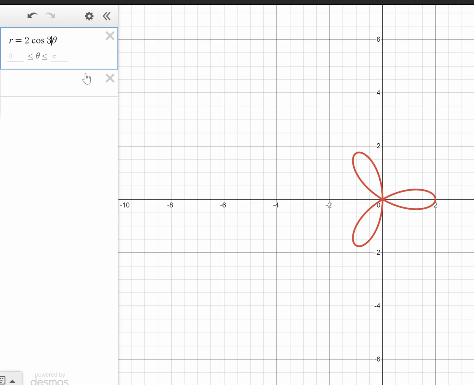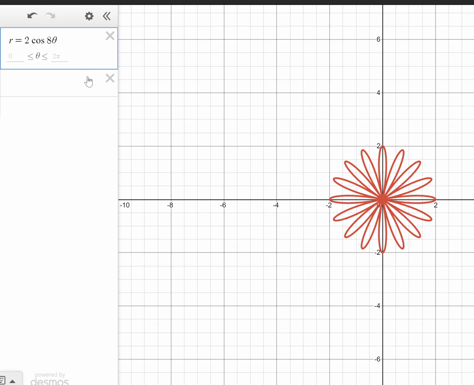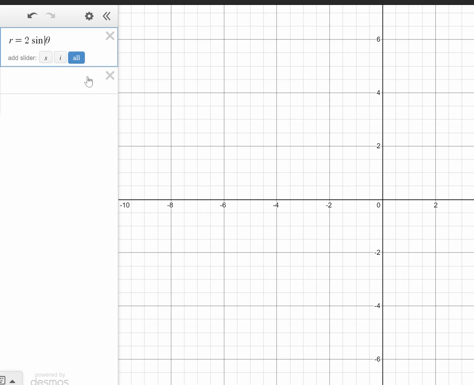3 theta will give me a flower with 3 petals. If we did 6 theta, I get a flower with even more than that. 1, 2, 3, 4, 5, 6, 7, 8, 9, 10, 11, 12, twice that. 6 theta, 8 theta. You can make some really pretty things. If we did sine of 3 theta, notice it's just shifted a little bit to be along the y-axis.